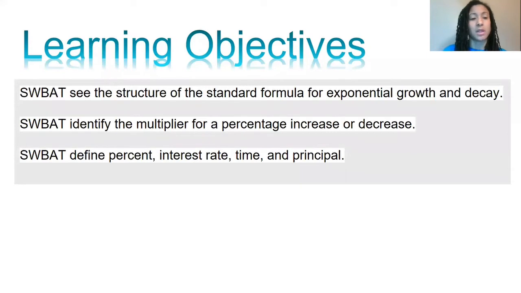Today, we want to see the structure of the standard formula for exponential growth and decay, identify the multiplier for a percentage increase or decrease, and define percent, interest rate, time, and principal. Before we get into anything, we need to know what exponential growth and decay are. So exponential growth is whenever something is increasing or growing rapidly as a result of a constant rate of growth applied to it. Okay, that is what exponential growth would be.